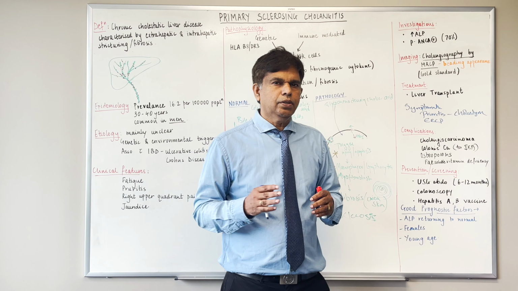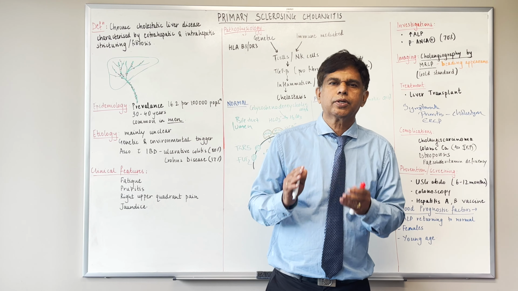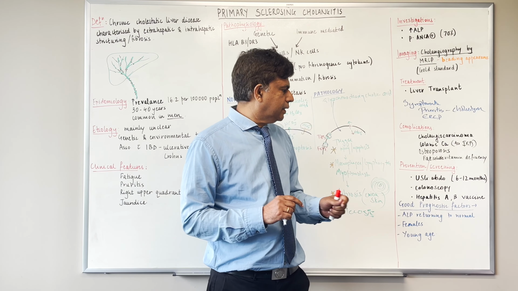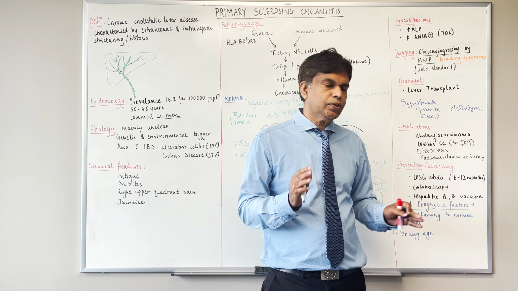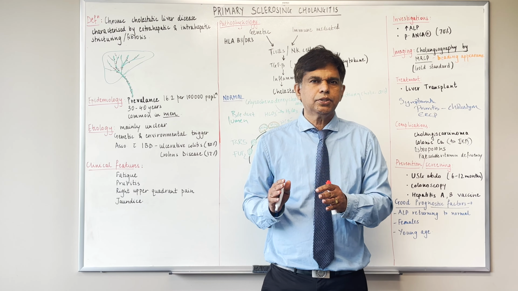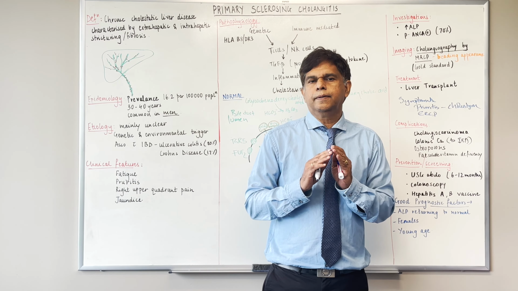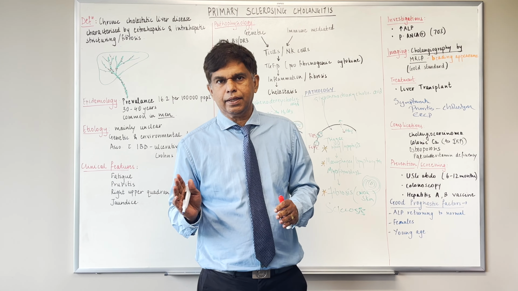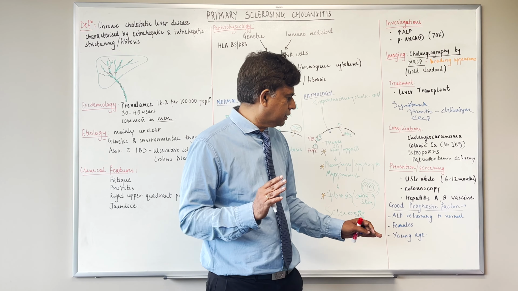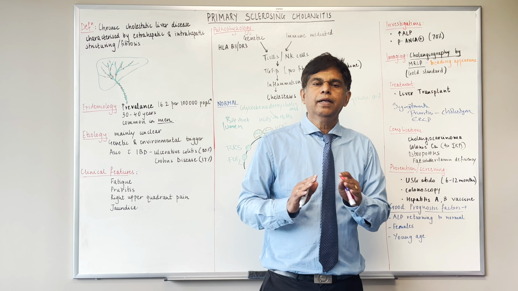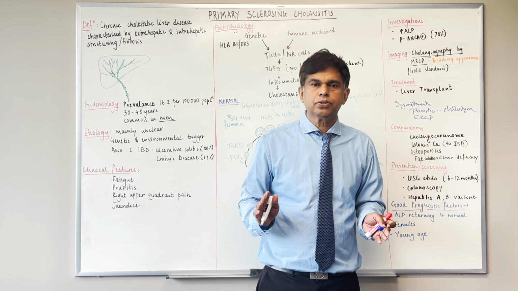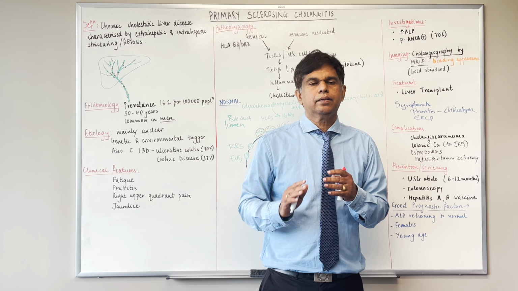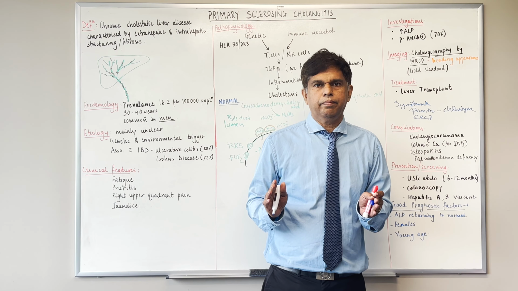Now, it's also good to know what the most important prognostic factors are, okay? Number one, if the alkaline phosphatase returns to normal within 1 to 2 years, the prognosis is very good. Always remember that. So it's important to check alkaline phosphatase on a periodic basis. Female sex is a good prognosis. If you're diagnosed at a younger age, it's also a good prognosis. And that is the most important thing we need to remember, okay?